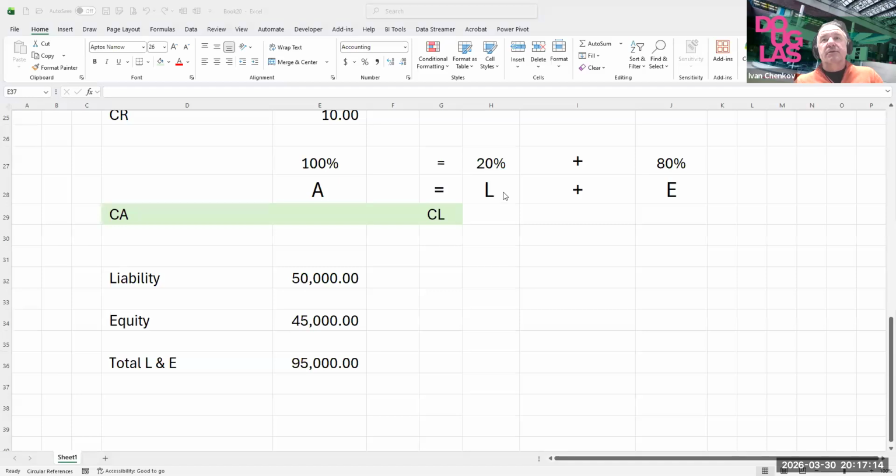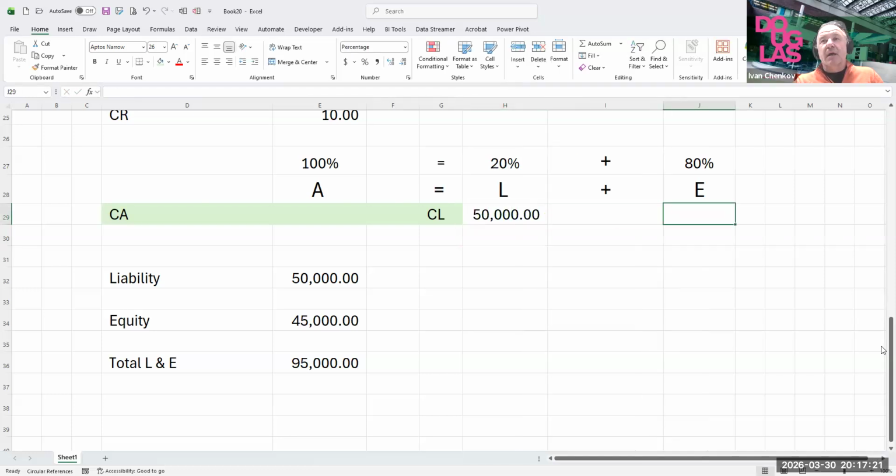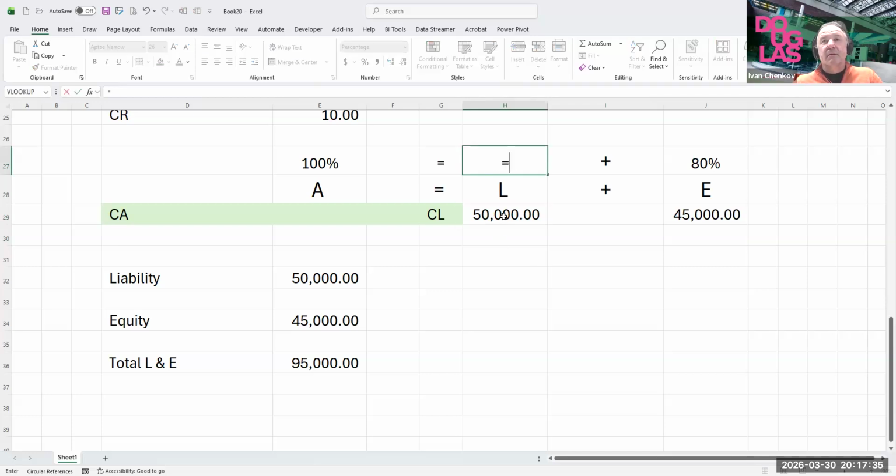End of the story. So now, my liability here is 50,000 and my equity is 45,000. How are those numbers as a percentage now? That's what I'm trying to express. So what I'm going to do, I'm going to get 50 out of 95, 53%. And what's left for the equity? It has to be 47, correct? To bring it to 100.